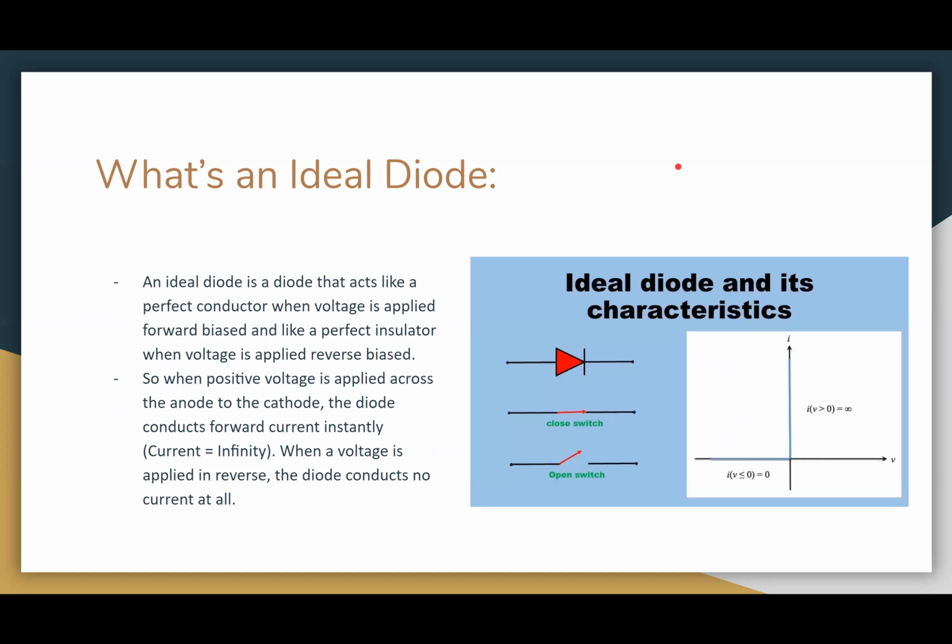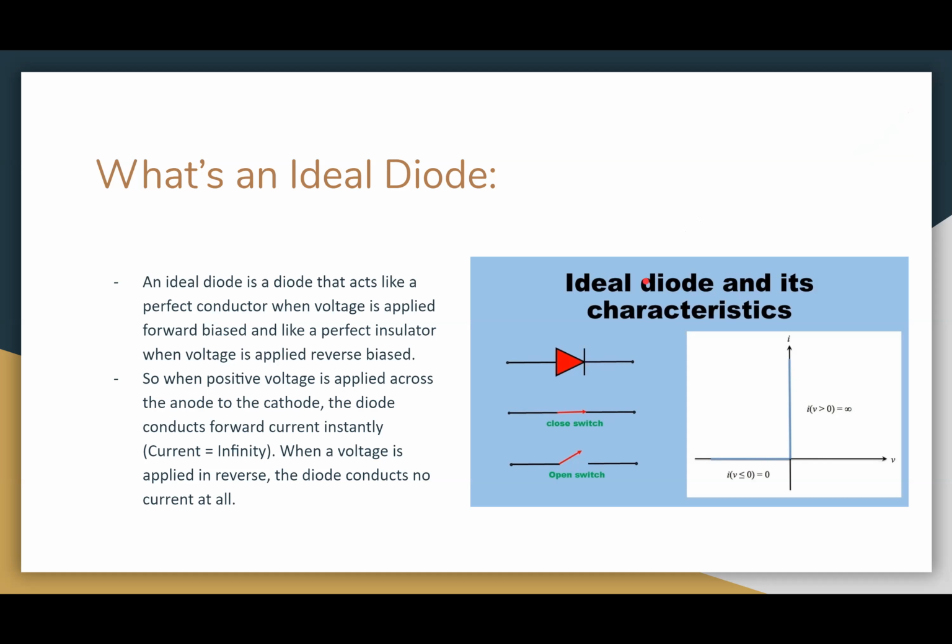All right, so now we're going to talk about what an ideal diode is. An ideal diode is a diode that acts like a perfect conductor when voltage is applied in forward bias and acts as a perfect insulator when voltage is applied in reverse bias. Meaning that if this is forward biased, so current can flow through, it will act as a closed switch. So current is going to be flowing through infinitely, as we can see here.